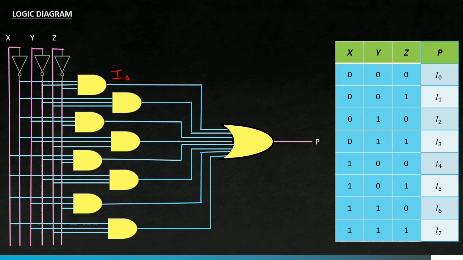Similarly for all the other values. For I1, see here 0, 0, 1: from X we have taken the value 0, from Y 0 and from Z 1, and we have combined them with the help of an AND gate, and we have got our I1. Likewise for the others we have got I2, I3, I4, I5, I6 and I7. That is, 8 combinations we have got.